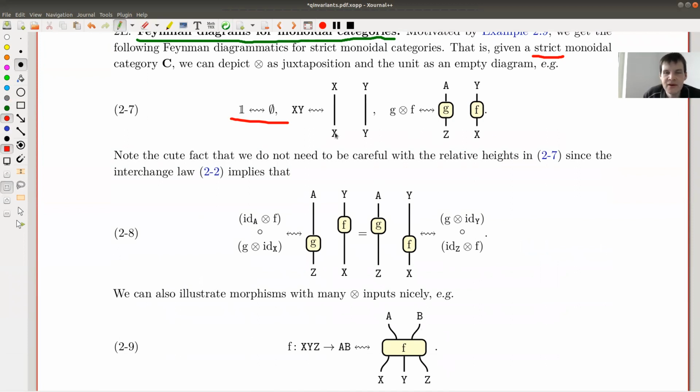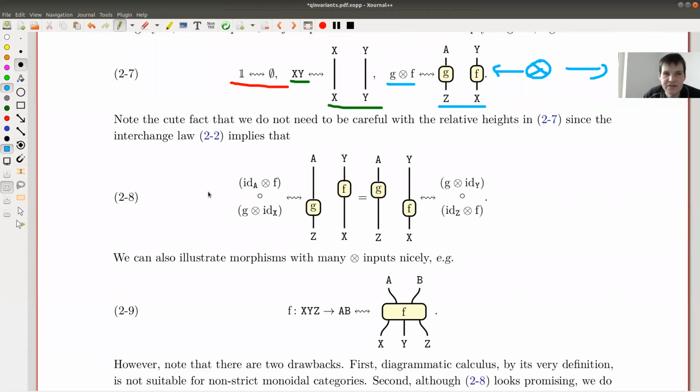And I will do the following. I will write x tensor y as two strings next to each other, the identity on x and the identity on y. I will have f tensor g, and I will also put them just next to each other. So this is just putting things next to each other, the horizontal composition. And you remember we had the label or coupon notation for morphisms.